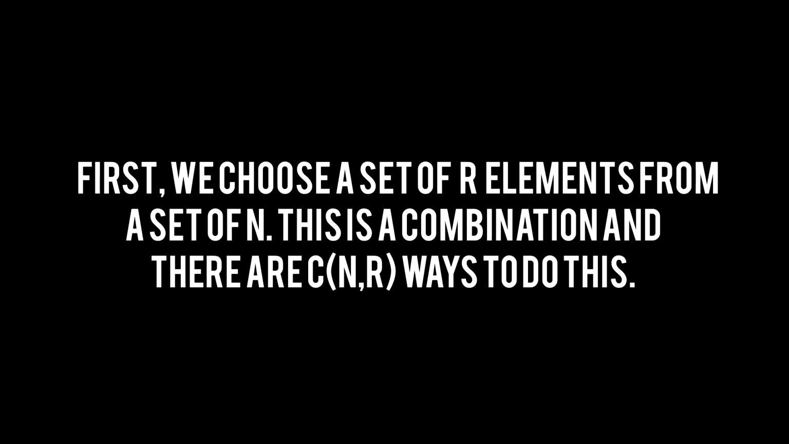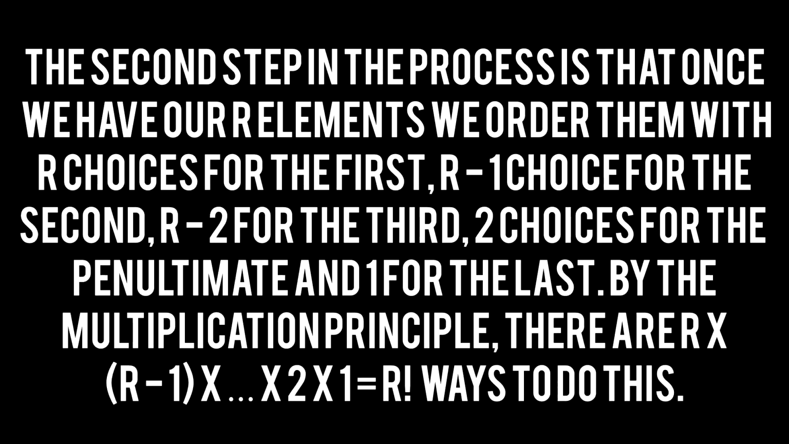This is a combination and there are C(n, r) ways to do this. The second step in the process is that once we have our r elements, we order them with r choices for the first, r minus 1 choices for the second, r minus 2 for the third, 2 choices for the penultimate, and 1 for the last. By the multiplication principle, there are r multiplied by r minus 1, multiplied by r minus 2, and so forth, multiplied by 2 times 1, which is equal to r factorial ways to do this.